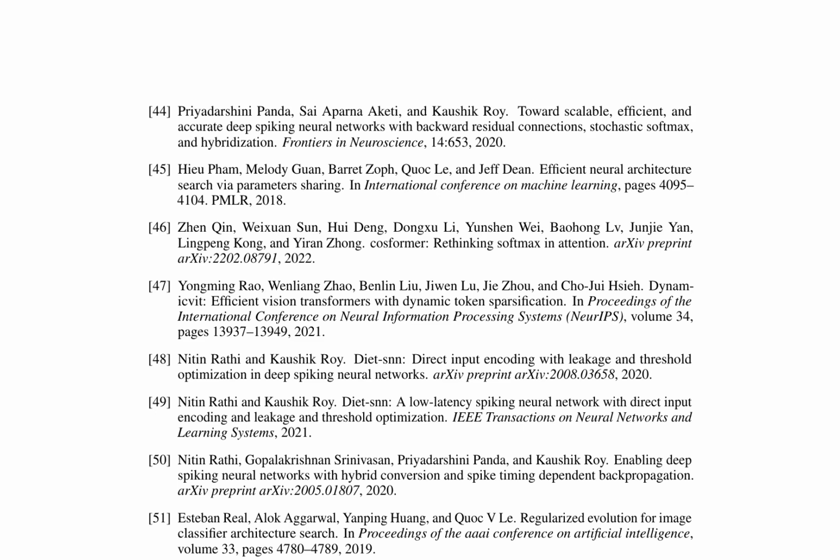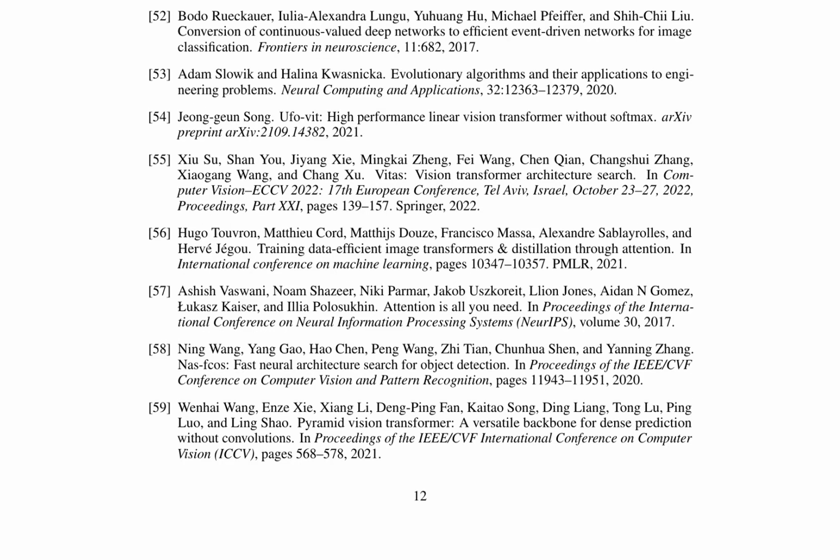57. However, Chen et al. challenged this paradigm with their rethinking of softmax in attention, suggesting alternative methods for computing attention weights. 46. Vision transformers, such as those developed by Hugo Touvron et al., have shown promising results in image recognition tasks when trained using data-efficient methods and distillation through attention. 56. Neural architecture search continues to play a crucial role in optimizing model performance, as demonstrated by Ning Wang et al.'s NAS-FCOS for fast neural architecture search and object detection.